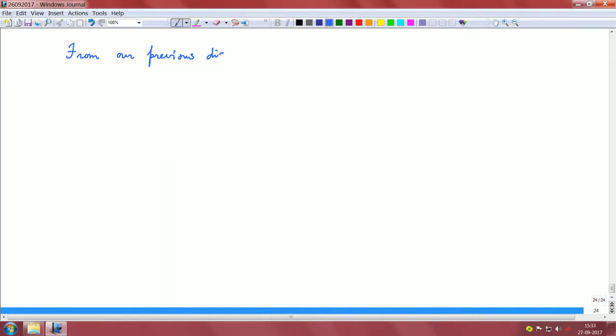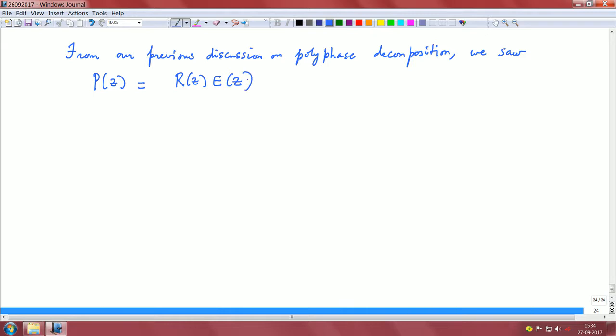From our previous discussion on polyphase decomposition, we saw that P of z must be equal to R of z times E of z, where R of z is the matrix of all the type 2 components for the synthesis filters and E of z are the analysis filters.